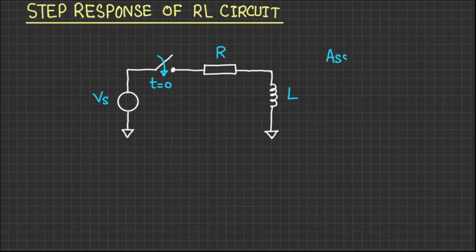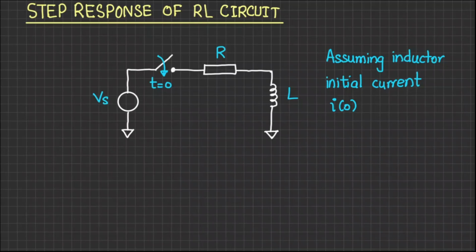We assume that the energy stored in the inductor at the time the switch is closed is given as a non-zero initial current I0. Our goal is to find the voltage across the inductor and the current through the circuit after the switch is closed.